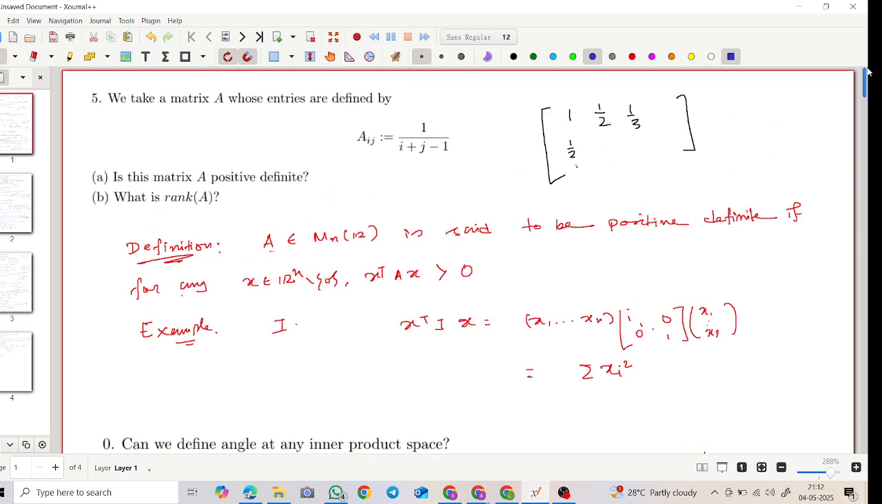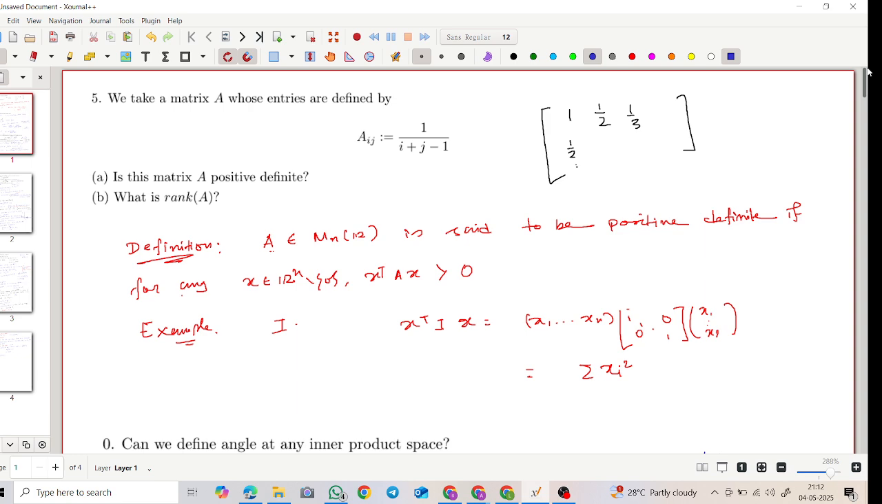So it can be done inductively. Like for n equal to 2, the rank will be 2, and for n equal to 3, the rank will be 3, and so on, and we can show it inductively. How can you show it inductively? I mean, how can you show that?